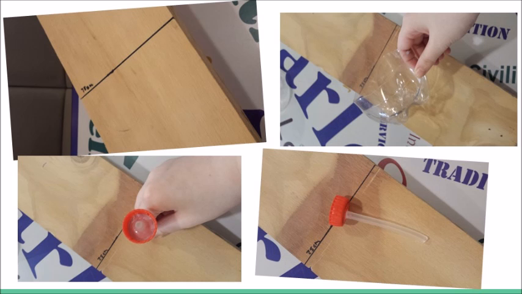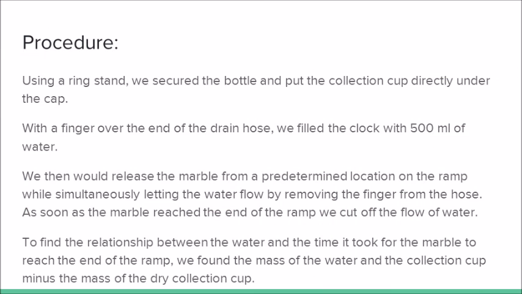The top left picture shows how we marked the starting position for the marble on the ramp every 25 centimeters. The picture on the top right shows the collection cup we used for the experiment. The bottom 2 pictures show how we fed a hose through the cap of the 2-liter bottle and secured it with hot glue. Using a ring stand, we secured the bottle and put the collection cup directly under the cap.